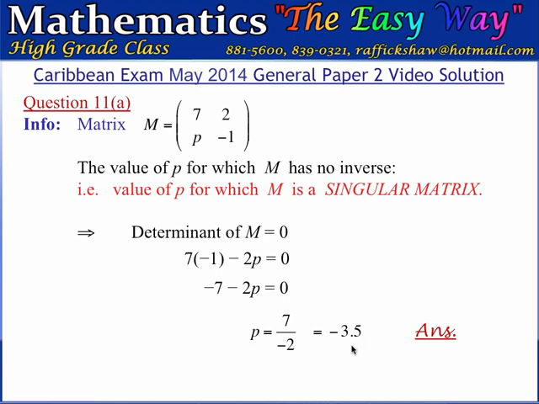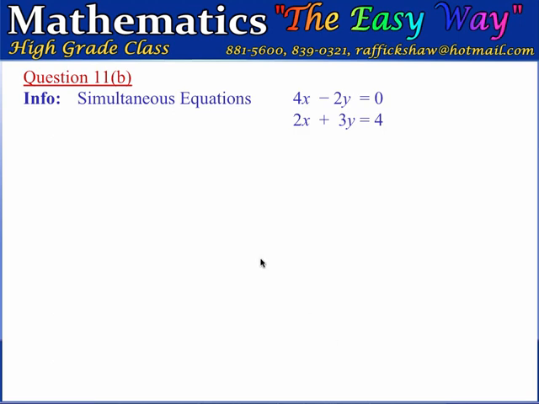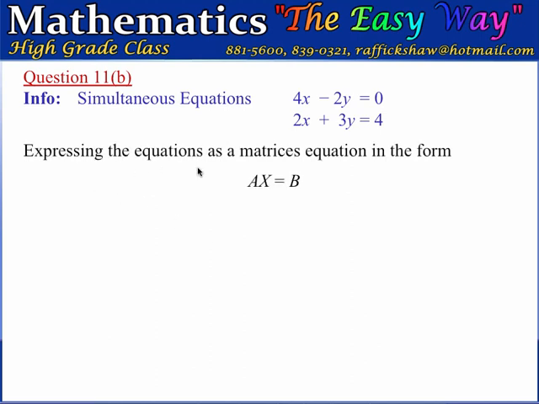And let's move down now to part B. Now part B gives us this pair of simultaneous equations, and we're asked to express the pair of simultaneous equations as a matrices equation in the form AX equals B, where A, X and B are matrices. And to do this, we must ensure that in each equation, the first term is a term in X and the second term is a term in Y, and that is the case here. In this equation, the first term here is a term in X, the second term here is a term in Y. And in this equation, the first term is the X term and the second term is a Y term.